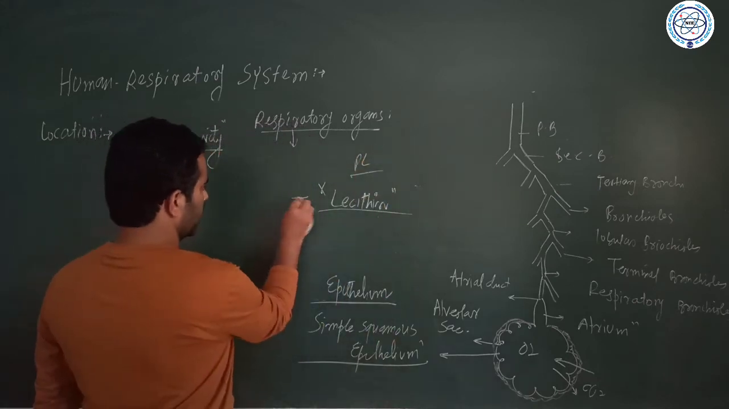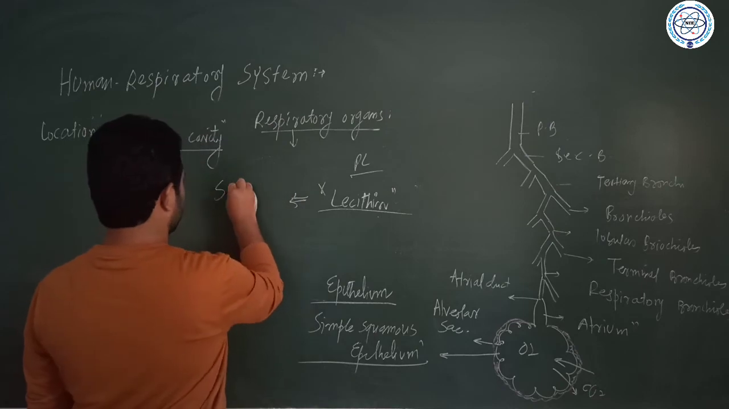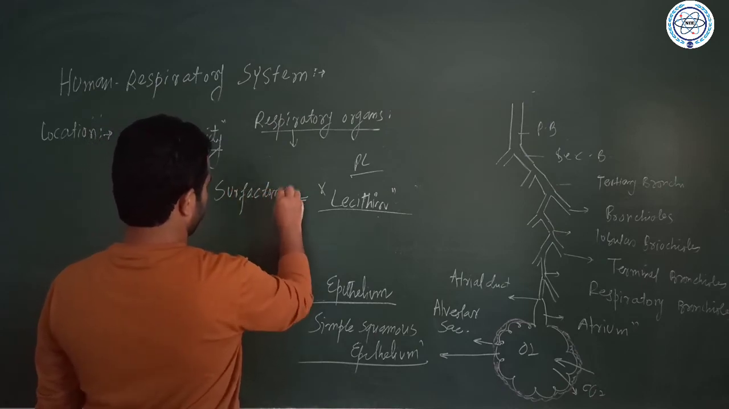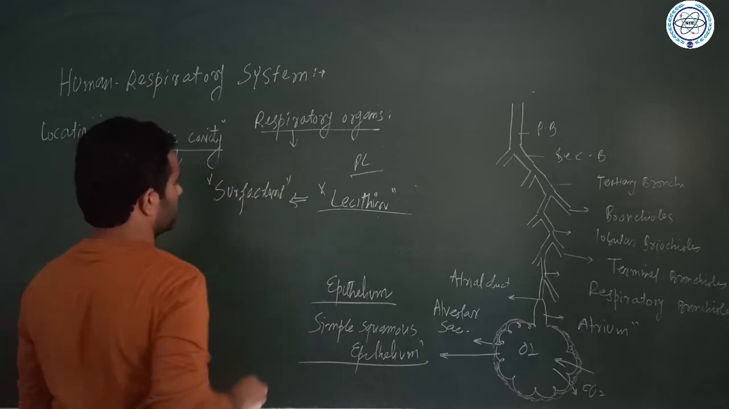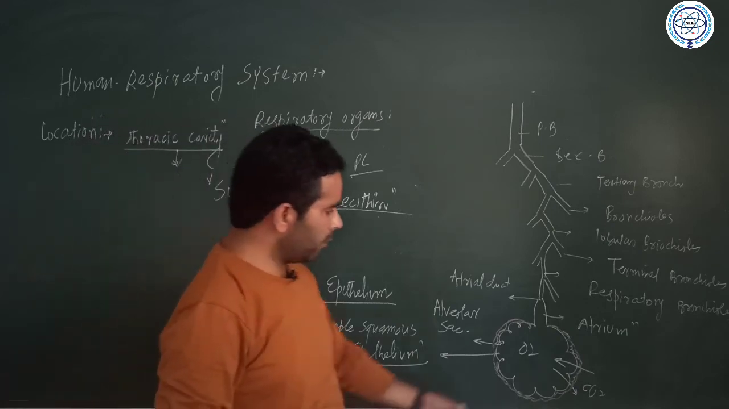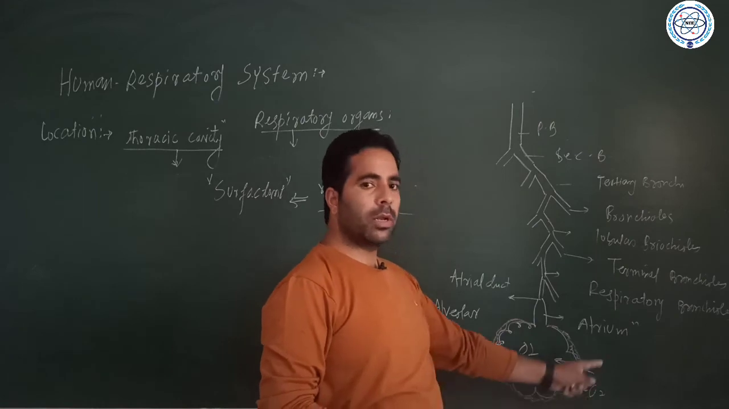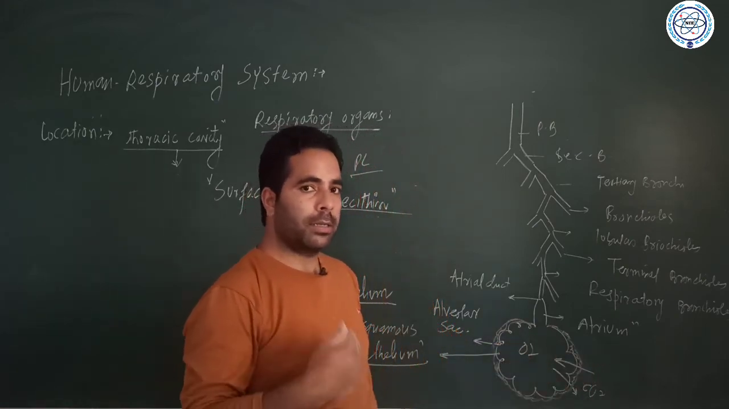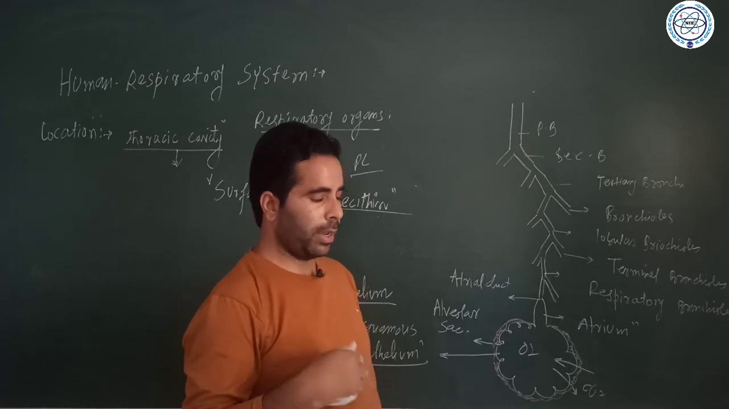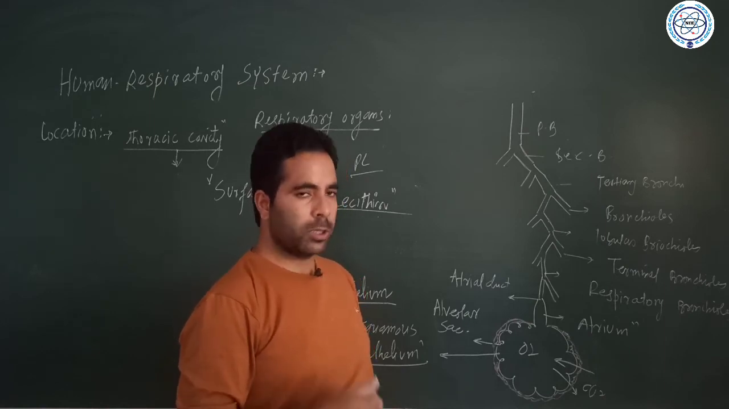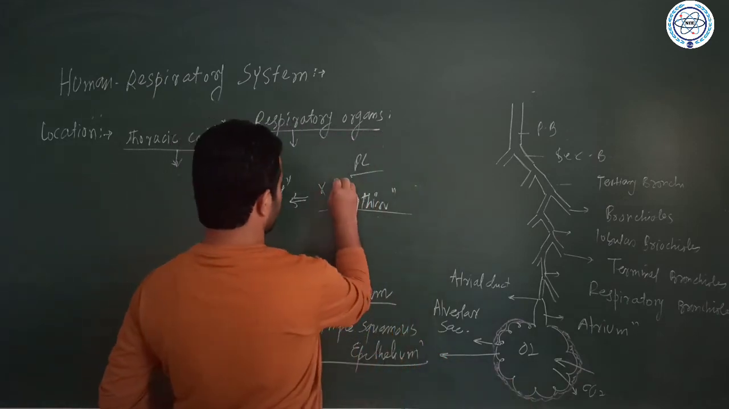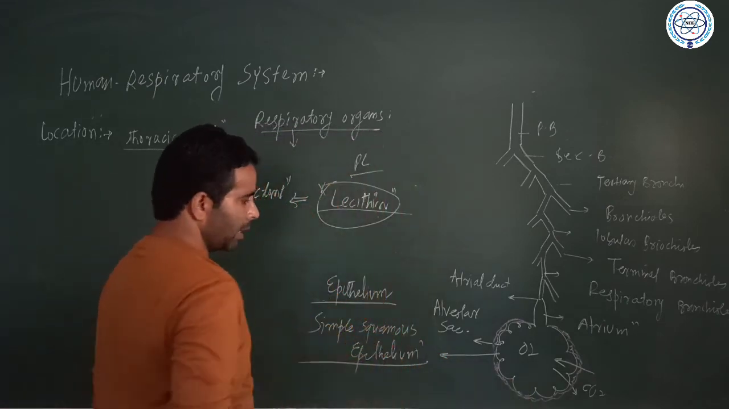It is known as surfactant on the basis of its function, right? It's known as surfactant, and this surfactant is very, very important in the lung alveoli, preventing the lung alveoli from collapsing at the time of inspiration or expiration, whether it is forcible or normal, right? So this film of lecithin is very, very important for these lung alveoli.